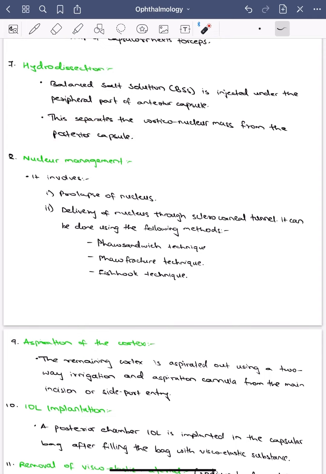So in the next step we do hydrodissection, where balanced salt solution is injected, and this separates the corticonuclear mass from the posterior capsule. Now the next step is nuclear management. That means we remove the nucleus. It involves the prolapse of the nucleus, which is aided by hydrodissection, and the second is delivery of the nucleus through the sclerocorneal tunnel, and this can be done in a number of methods, and some of the methods are phaco sandwich technique, phaco fracture technique, and fish hook technique.